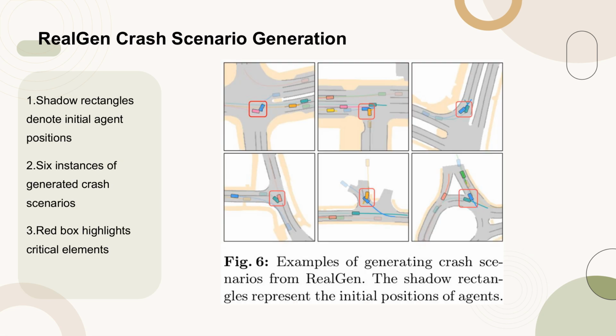Figure 6 presents examples of crash scenarios generated by RealGen. Each example shows the initial positions of agents, denoted by shadow rectangles, and the resulting crash scenario. The red box in each instance highlights critical elements of the generated scenario, showcasing RealGen's capability to create safety-critical and unseen crash scenarios divergent from training datasets.